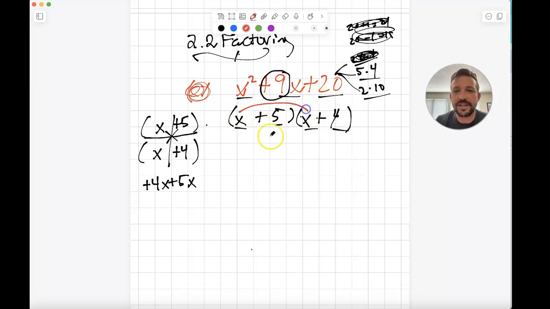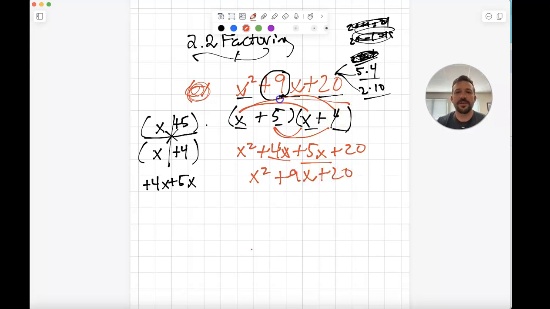So x times x is x squared. X times positive 4 is plus 4x. Then we got plus 5x. Then we got plus 20. Combine like terms. X squared plus 9x plus 20. Yeah, it worked out. So there is my factor. Okay, now you know how to factor ones with just a 1 in the front of them.